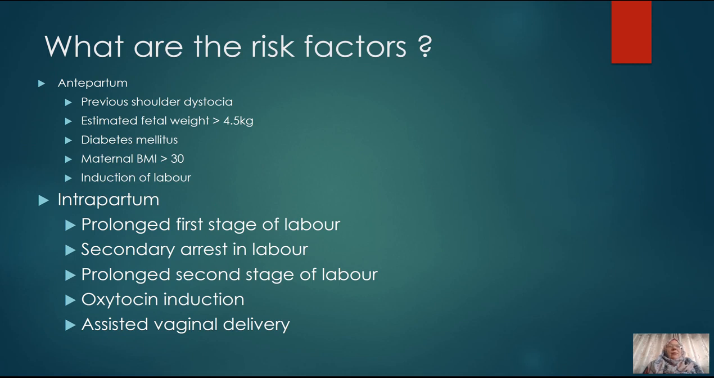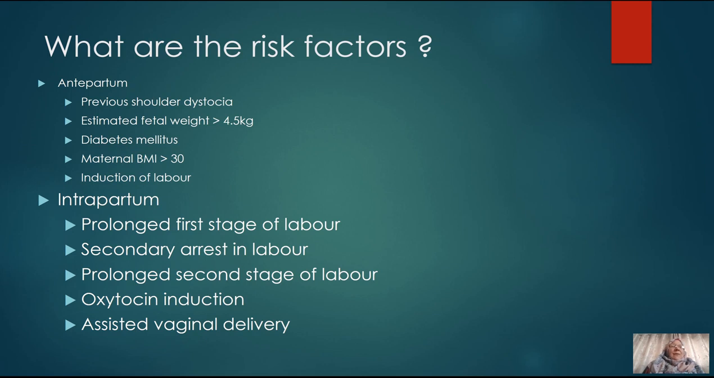Intrapartum risk factors are a prolonged first stage of labor and a secondary arrest in labor. A prolonged second stage, where typically you can see the turtle sign. The mother pushes her baby down, and you can see the head advance, and then it retracts again. And then she pushes it down, and you can see the head advance, and then it retracts again. This is called the turtle sign. It's very typical for shoulder dystocia in the second stage.